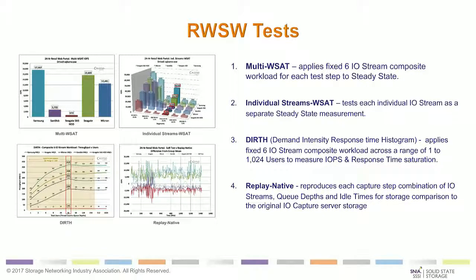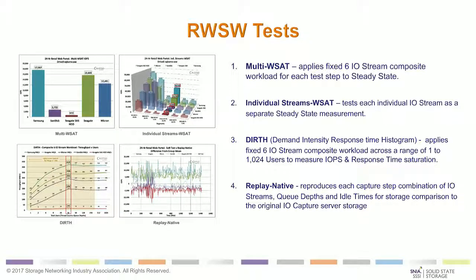And then the third box in the lower left is taking that same 6-stream workload in the first test, and we just apply that, but then we change the number of users. So on the left side is 1 user, on the right side is 1,000 users, and you can see how performance peaks and saturates when the users increase.